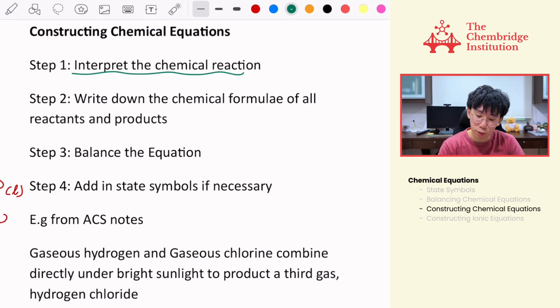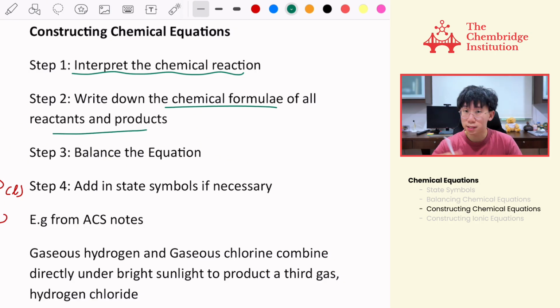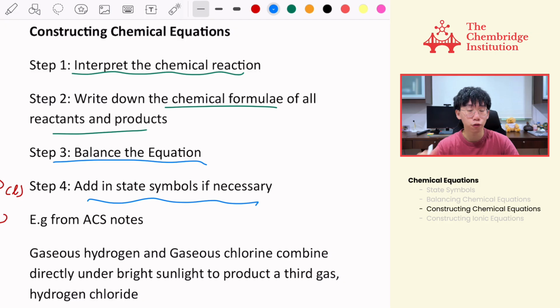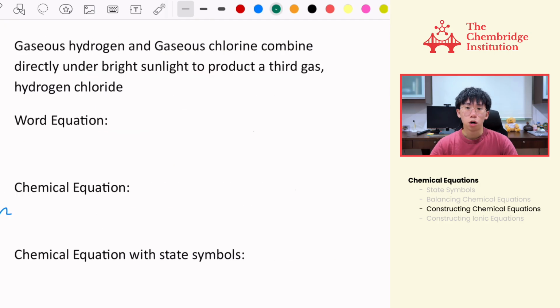Then, step 2, you want to write down the chemical formula of all the reactants and products. For the formulas, we already learned how to create all of them from what we ran through previously. Then, step 3, you want to balance the equation, then step 4, you want to add in any state symbols if necessary. So if you follow these 4 steps, your equation should most likely be correct. So let's look at some examples of how we can construct our chemical equation.